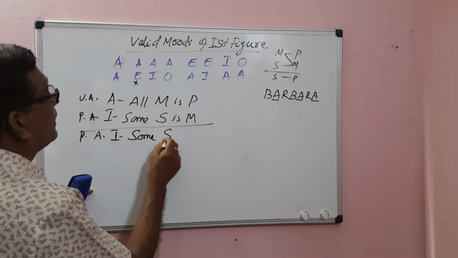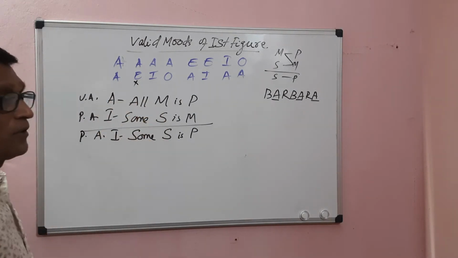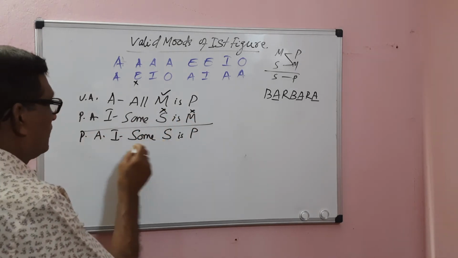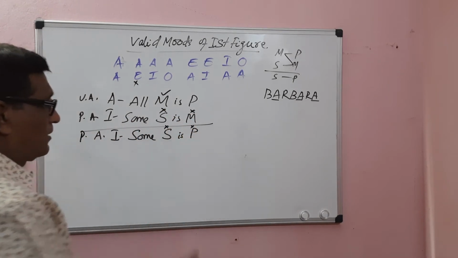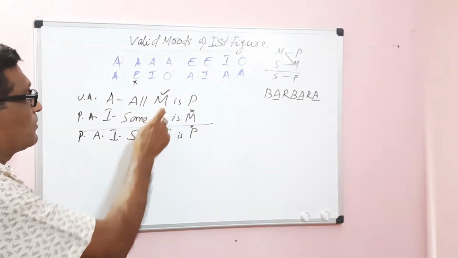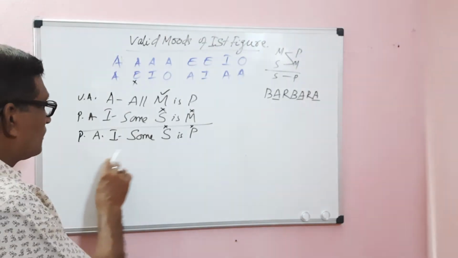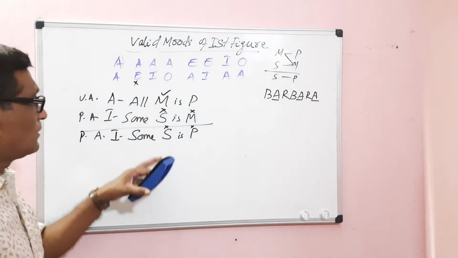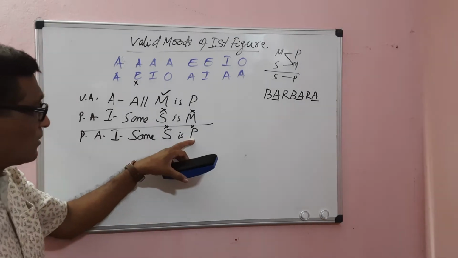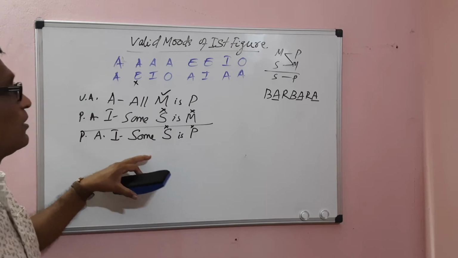Some S is P, an I proposition. Then the distribution of terms. A proposition distributes the subject only. I proposition distributes neither subject nor predicate. Here the middle term is distributed in one of the premises, that is the major premise, so there is no fallacy of undistributed middle. In the conclusion there is no distribution of any term, so there is no need of any distribution in the major premise or minor premise, because neither the major term nor the minor term is distributed in the conclusion. So this is a valid mode in the first figure.